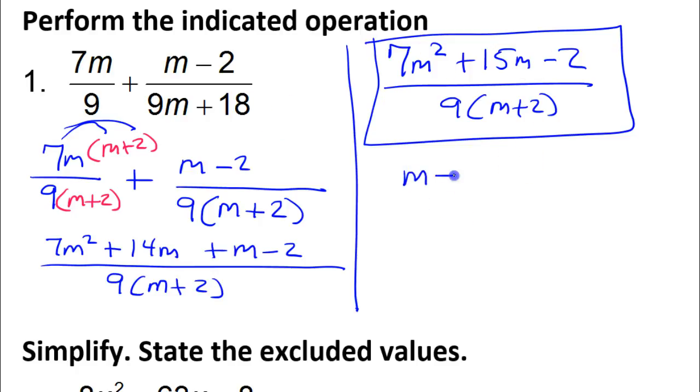Don't forget to mention your excluded value, that m cannot equal negative 2 because of the m plus 2. Notice the 9 does not contribute any excluded values because it's just a constant, and a constant cannot equal 0. So that's number 1.